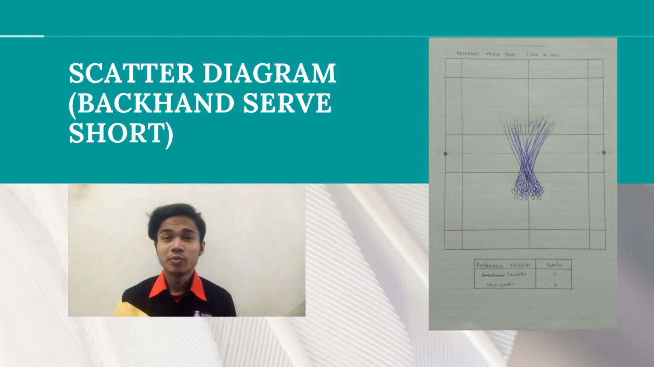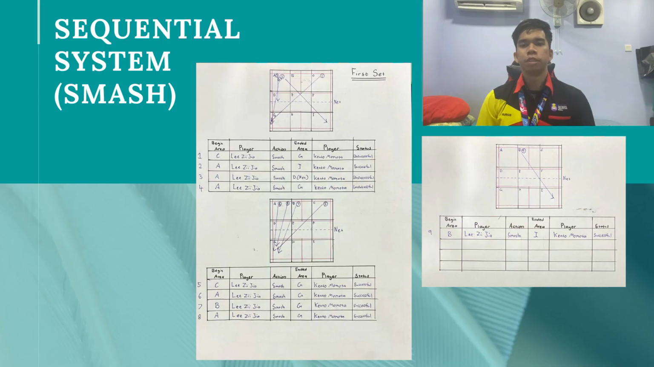Okay, so we move on to the scatter diagram for Lizzie's backhand serve shot. As we can see, all the serves from Lizzie are successful and there is no false serve. The symbol O is a successful backhand serve, while the symbol X is unsuccessful.